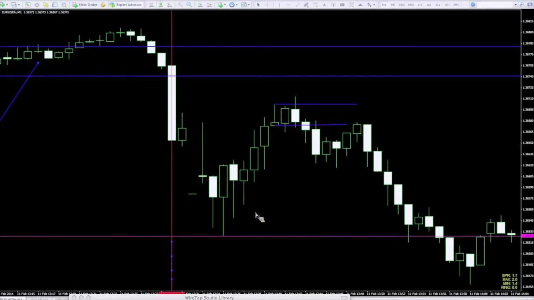You make a checklist. Do I have this? Yes. Do I have that? Yes. Do I have that? Yes. If you don't have that, don't pull the trigger. It's very, very simple. How do we put the blue line there?